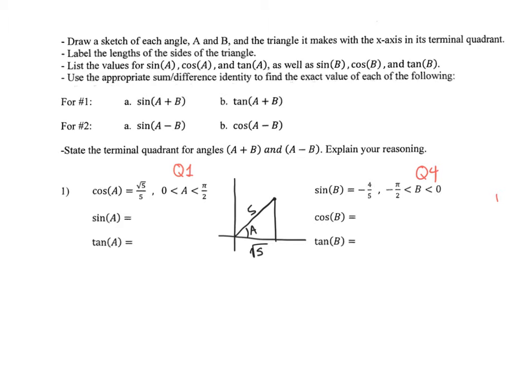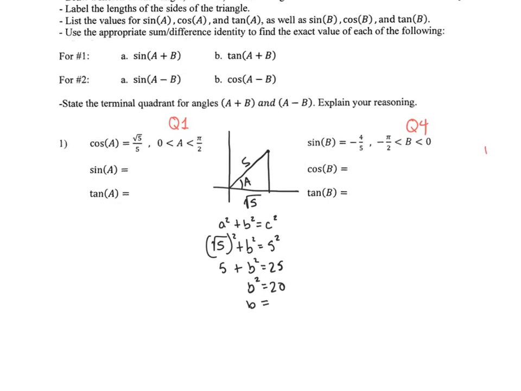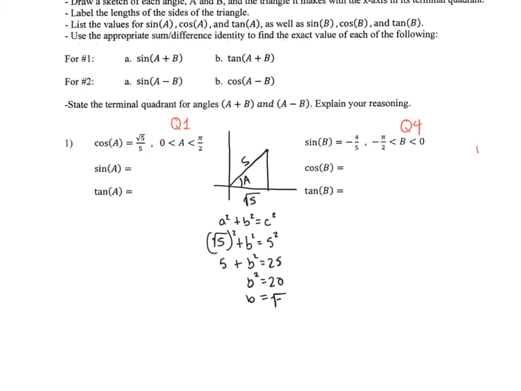If you are saying to me Pythagorean theorem, then yes, my friends, you are absolutely correct. So let's do that real quick. Remember, Pythagorean theorem is a squared plus b squared equals c squared. So I'm going to say rad 5 squared plus b squared equals 5 squared. That is 5 plus b squared equals 25. So b squared equals 20. So b is, let me scoot this down a little bit. Can I scoot it down? Yep. B is the square root of 20.